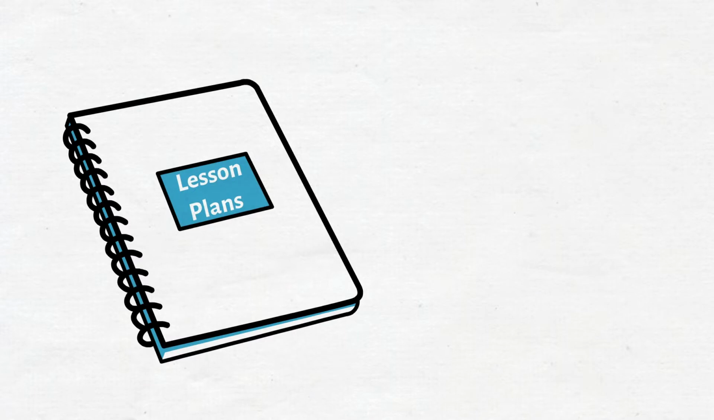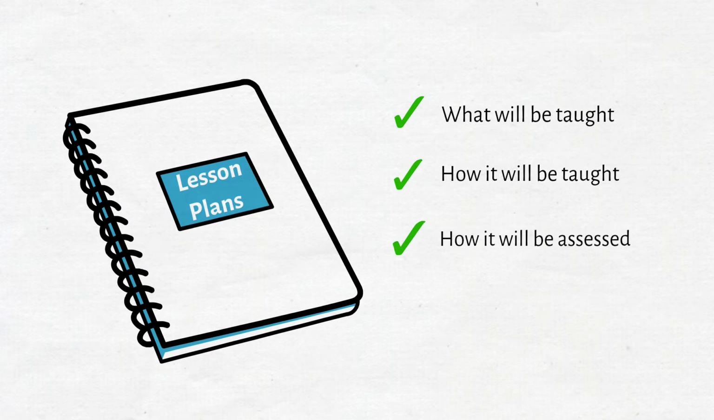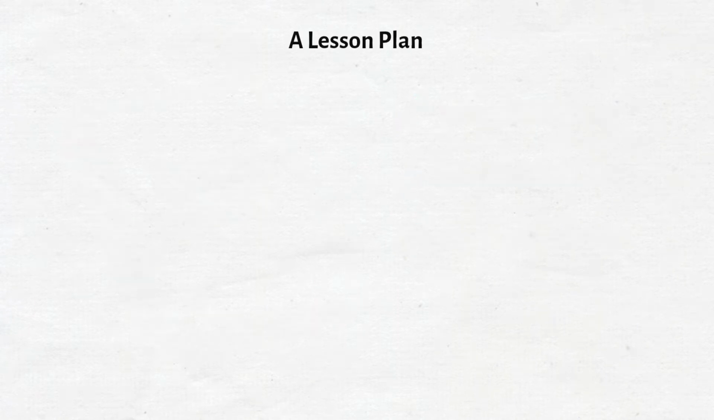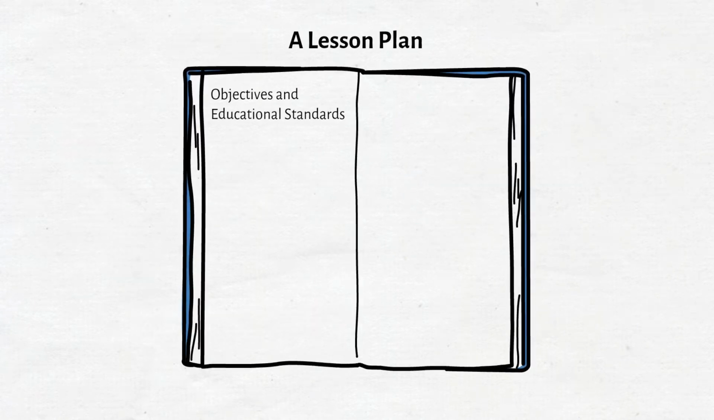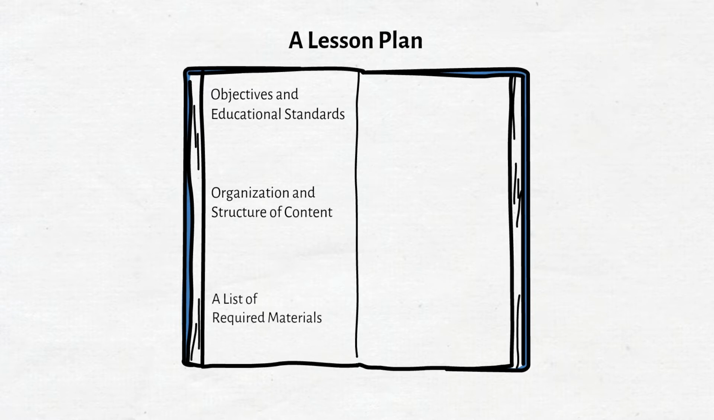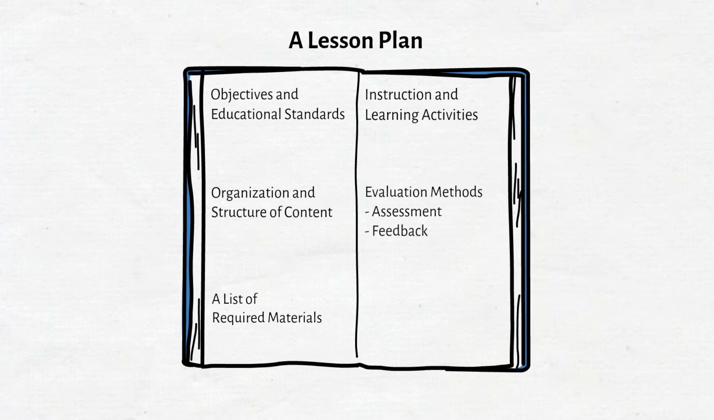Lesson plans work as a guide for teachers to organize what will be taught, how it will be taught, and how it will be assessed. A lesson plan typically includes the alignment between the lesson's objectives and educational standards, the organization and structure of the content to be taught, a list of required materials, how instruction and learning activities will be presented, and the evaluation methods, including the assessment and feedback.